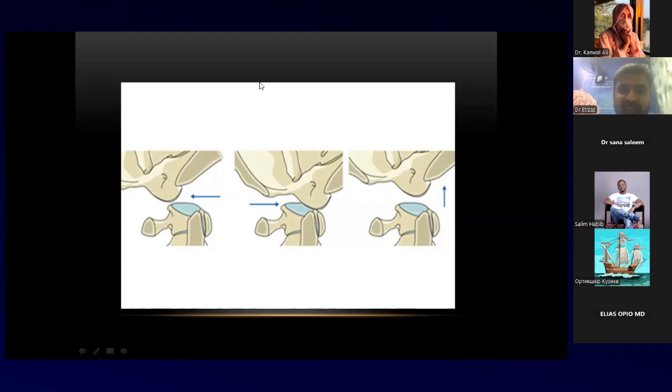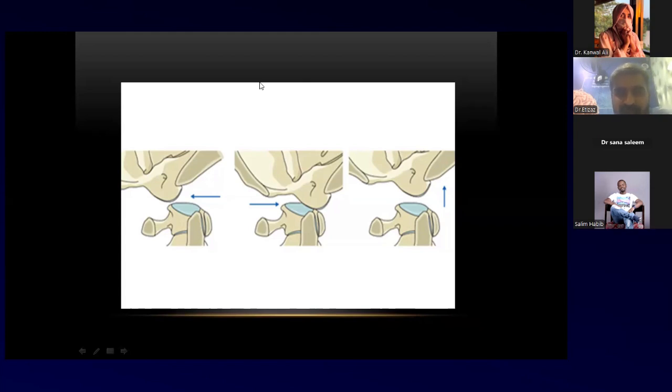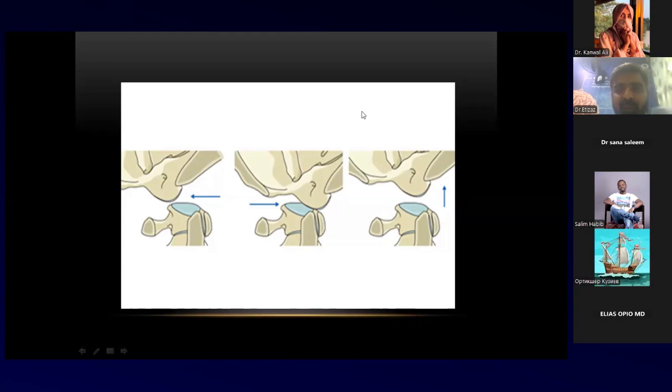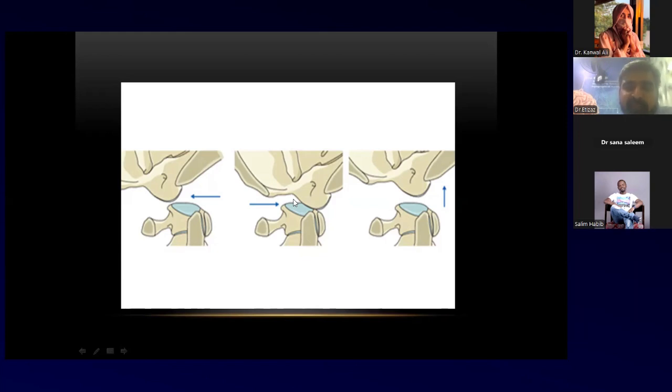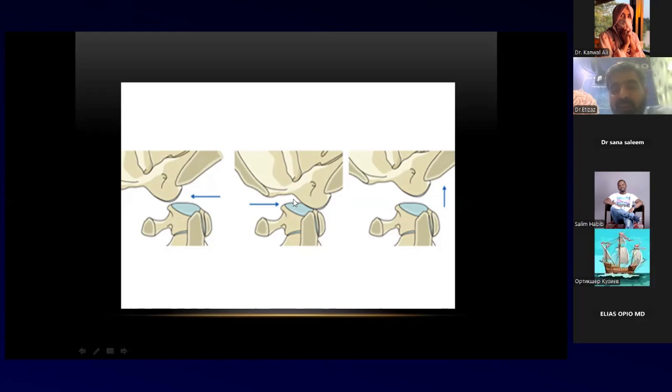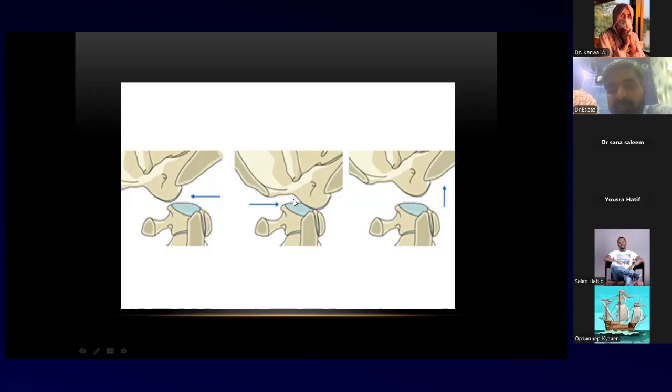Anderson and D'Alonzo is not a classification of this. Fielding and Hawkins is not a classification of Atlanto-occipital dislocation. It is a classification of Atlanto-axial subluxation, that is of three types: anterior, rotational, and posterior. I am talking about Atlanto-occipital dislocation, not the Atlanto-axial subluxation. The Fielding and Hawkins classification is about the Atlanto-axial subluxation.